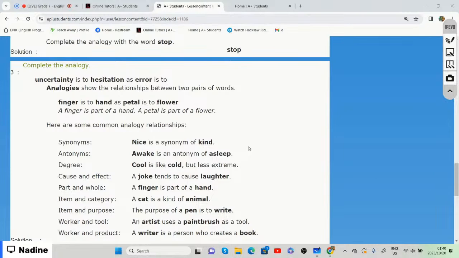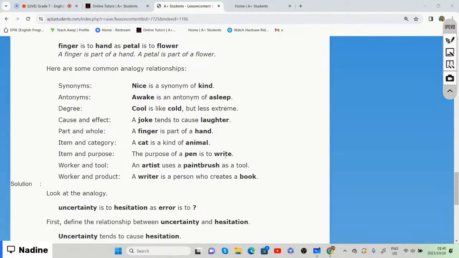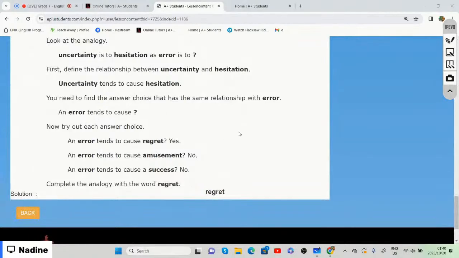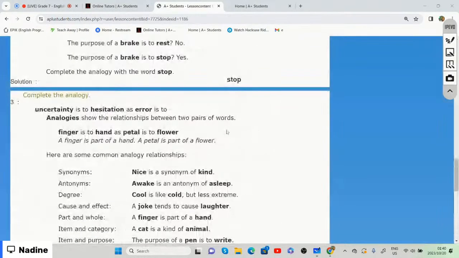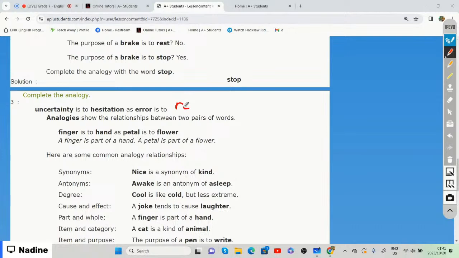Just as error is to, let me go down, error, it causes regret. So uncertainty causes hesitation, just as error causes regret. So usually if you make an error, right? Errors, they cause regret. Just like if you are not sure, you're uncertain, then it causes hesitation.